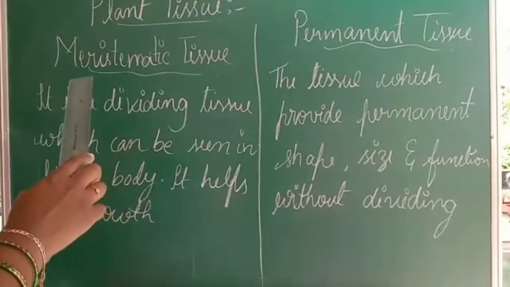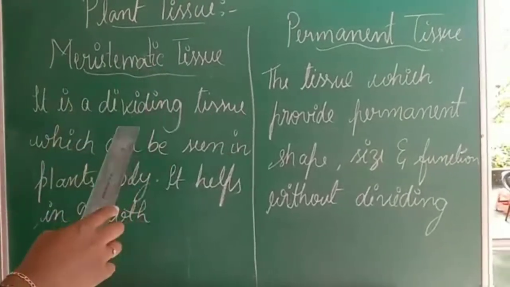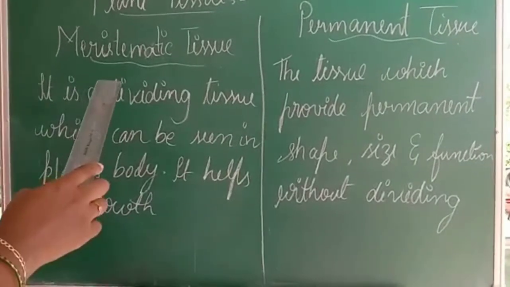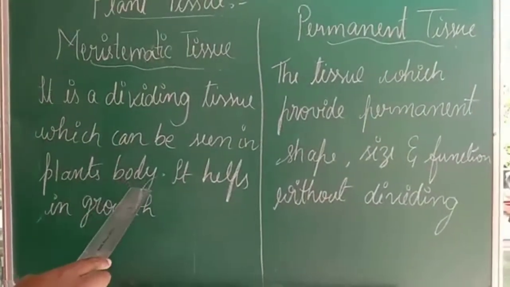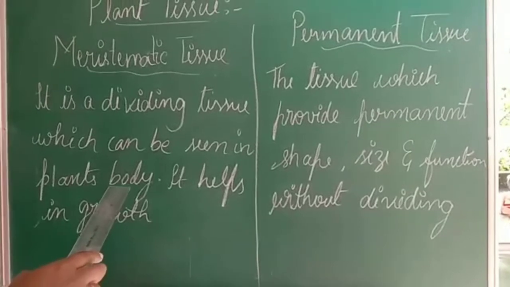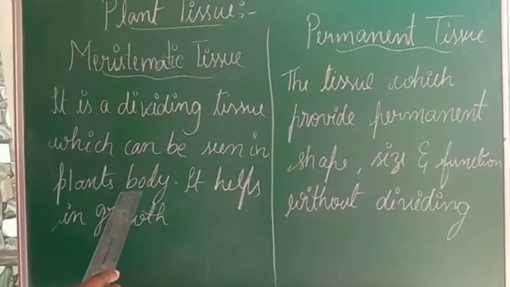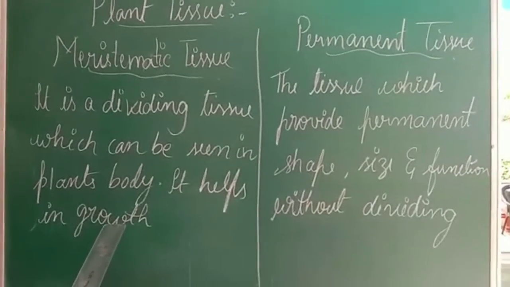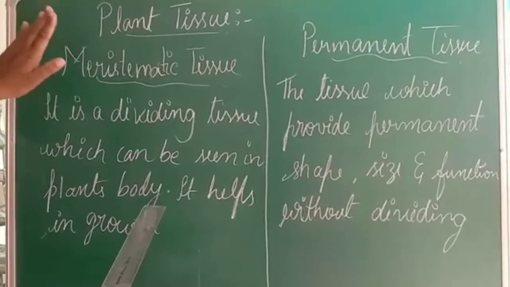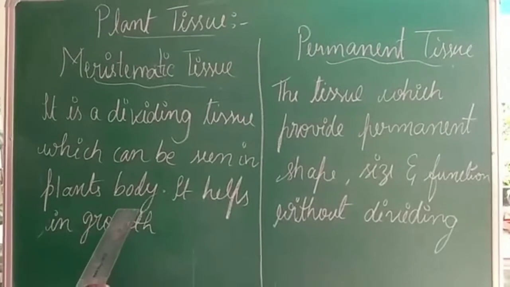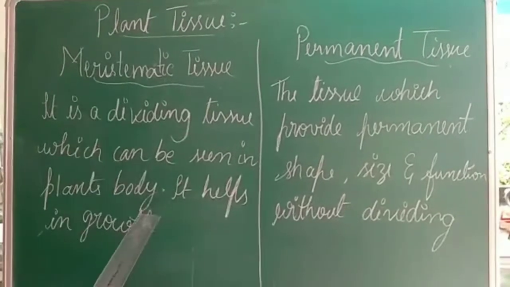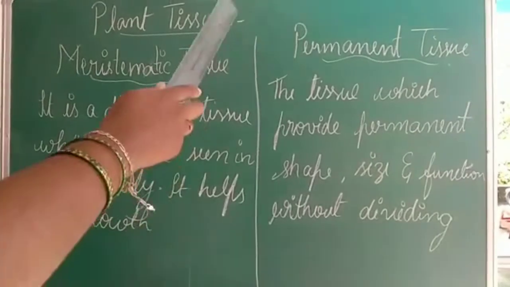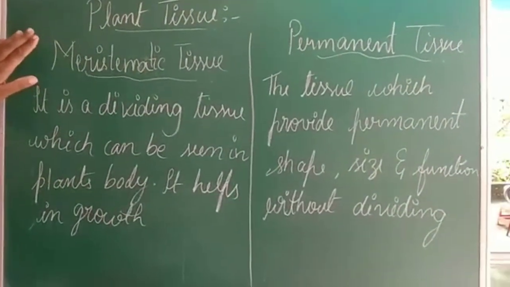Meristematic tissue can also be called dividing tissue, and especially this meristematic tissue can be seen in a plant's body. So why does it have to be situated in the plant's body? Because it helps in the growth of the plant. So it will be situated on the topmost layer of the plant's body. So this is the explanation of meristematic tissue.